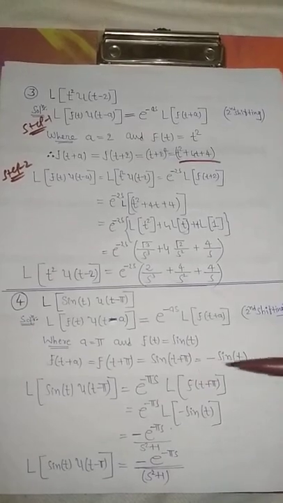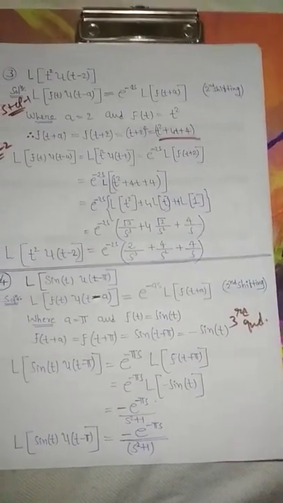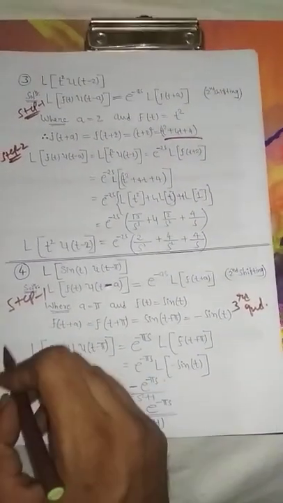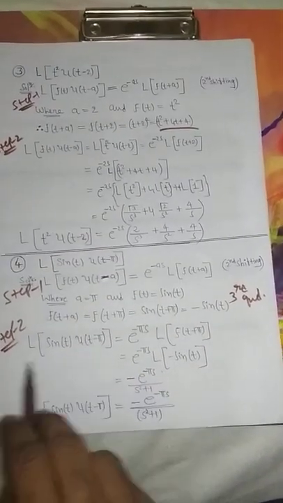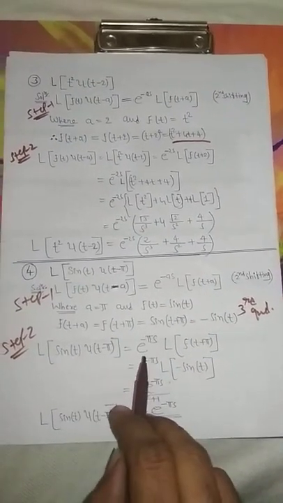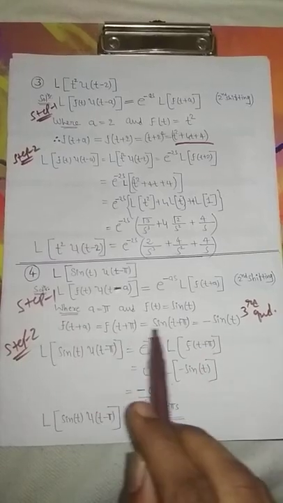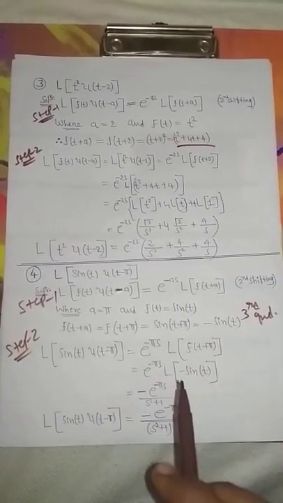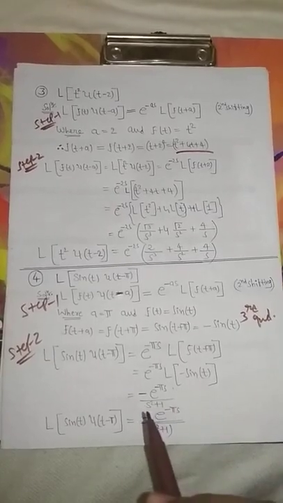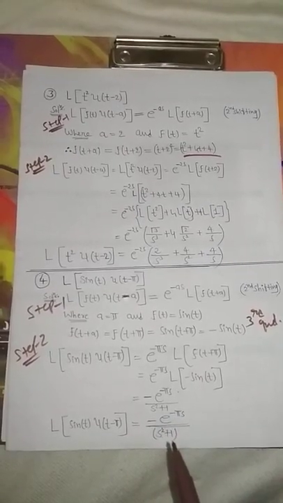Sin of t plus pi is minus sin t, because this is the third quadrant. So this is our step number 1. Now step number 2, find the Laplace of the original function sin t u of t minus pi. It will be e raised to minus pi s because a equal to pi. Laplace of f of t plus pi is e raised to minus pi s times Laplace of minus sin t, the minus comes outside, and Laplace of sin t is 1 upon s square plus 1. So the final answer is minus e raised to minus pi s upon s square plus 1.